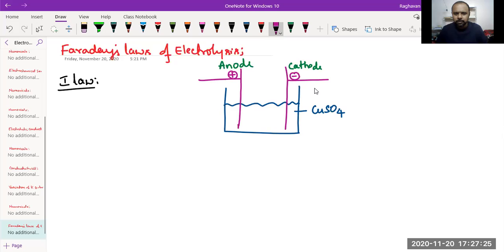Till some certain volt it increases. Beyond that, it remains constant. Why does it become constant beyond a certain point? Copper ions are exhausted. The copper will become empty.